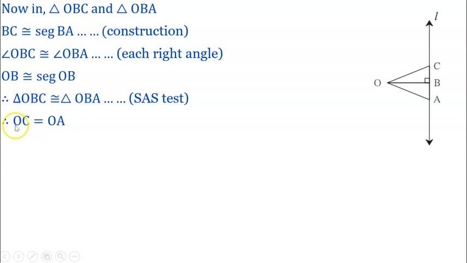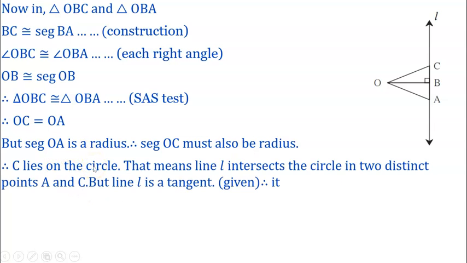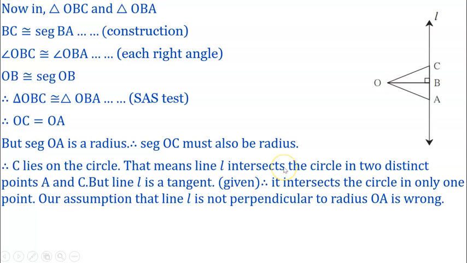Therefore OC equals OA, but segment OA is a radius. Therefore segment OC must also be a radius, so C lies on the circle. That means that line L intersects the circle in two distinct points A and C. But line L is a tangent, which is given, so it intersects the circle in only one point. Our assumption that L is not perpendicular to radius OA is wrong, and therefore line L is perpendicular to radius OA. In this way the proof is completed.